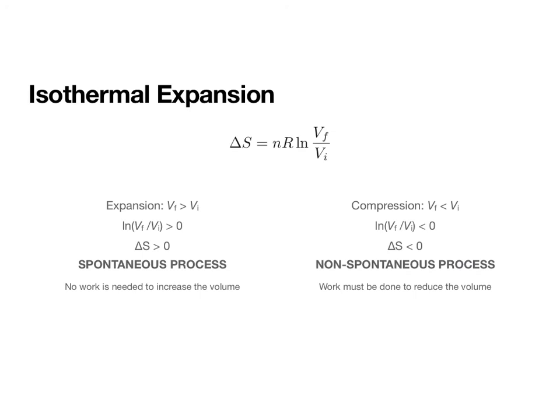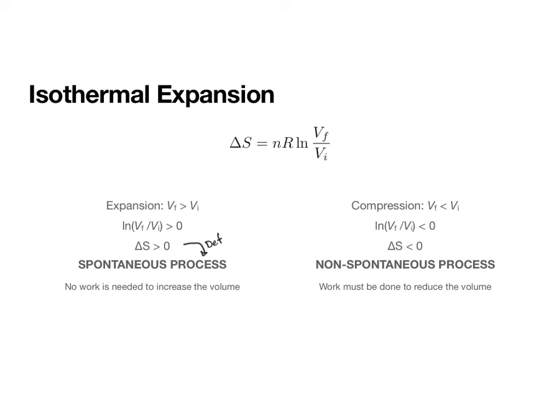So if we are doing expansion where VF is bigger than VI, so our final volume is larger than our initial volume, then the natural log of VF over VI is bigger than 0. And this means that the entropy change is greater than 0. And that is our definition of a spontaneous process. And so no work is needed in order to increase the volume of the system.